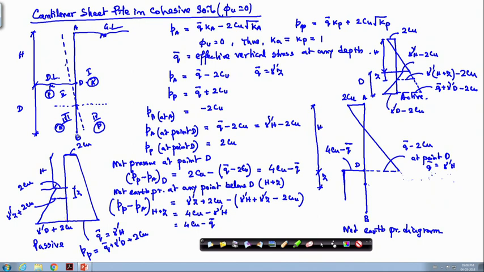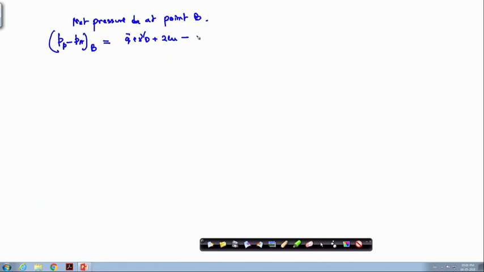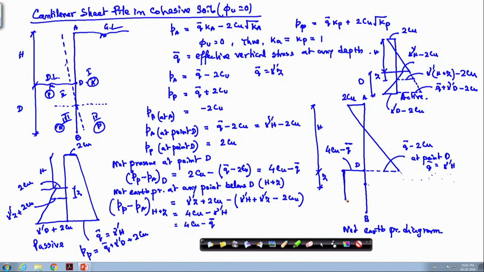In our case, this is the fourth zone, this base. The right side is passive and the left side is active. The active at point B is gamma dash d minus 2Cu, and the passive is q bar plus gamma dash d plus 2Cu. So, the net earth pressure will be q bar, with gamma dash d cancelling out, plus 4Cu.